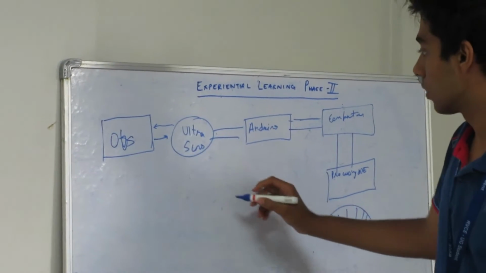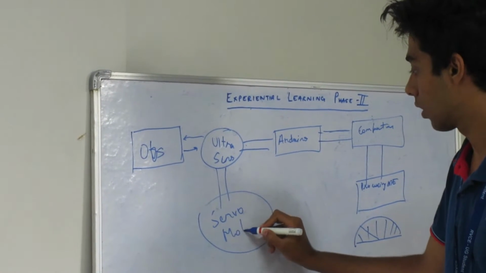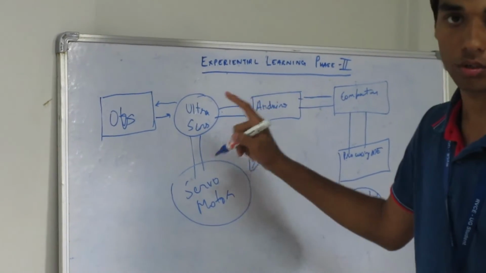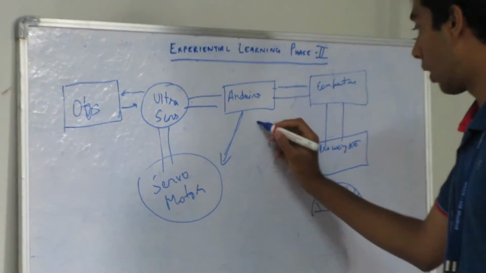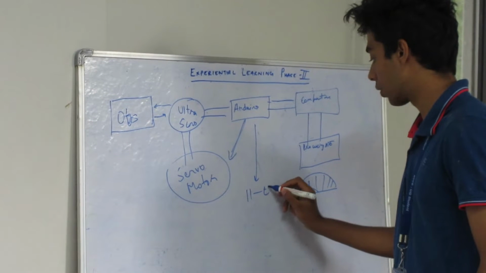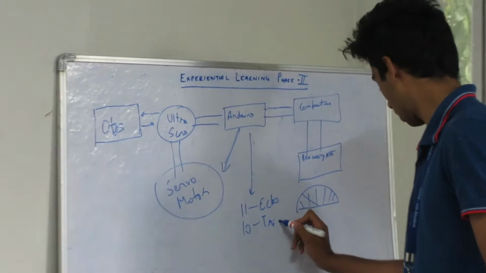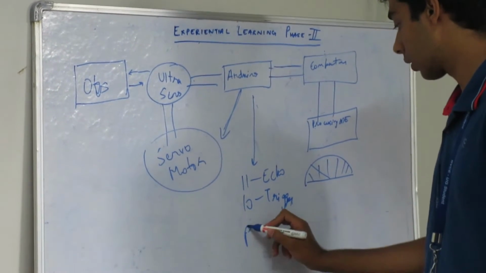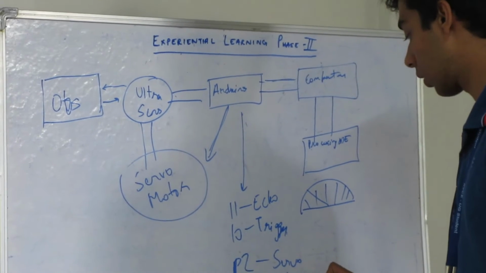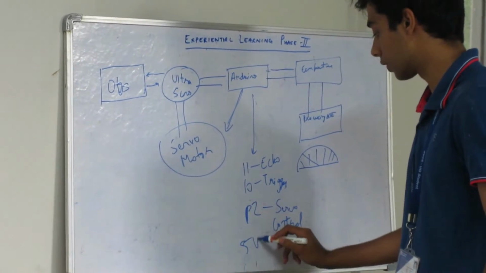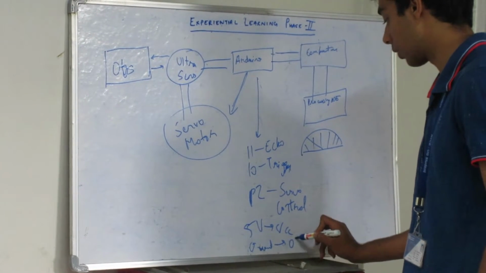The Arduino also controls a servo motor on which the ultrasonic sensor is mounted. Now I'll talk about the pins that we have connected the Arduino with. Pin 11 is connected to echo of the HCSR04. Pin 10 is connected to the trigger. And pin 12 is the servo control. There is 5 volt, which is the VCC, and ground, which is 0 volt.